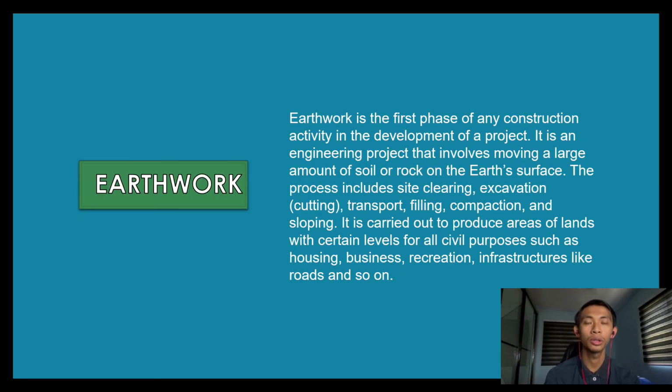Next, we move on to the earthwork department. Basically, earthwork is the first piece of any construction activity in the development of a project. It is an engineering process that involves moving a large amount of soil or rock on the earth surface. The process includes site clearing, excavation, transport, filling, compaction and sloping.